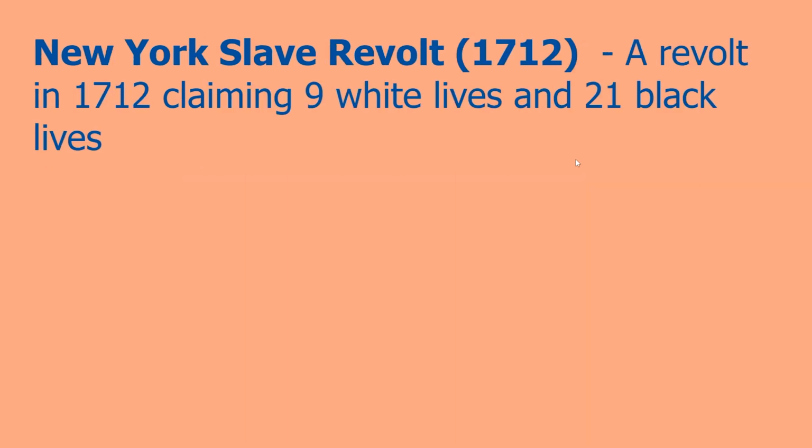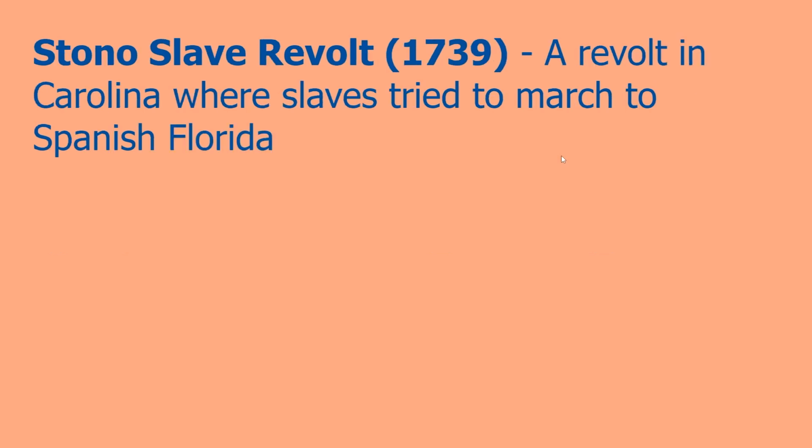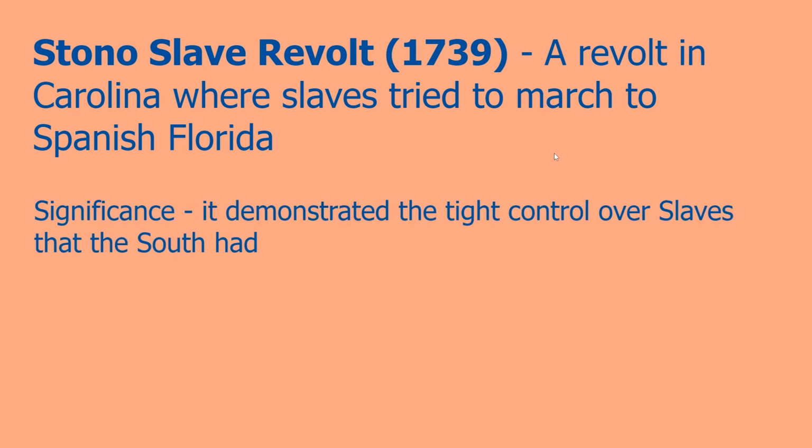The New York Slave Revolt was a revolt in 1712 claiming both white lives and black lives. It demonstrated the slaves' desire for freedom, how they were oppressed from that freedom, and how they were willing to fight for it. The Stono Slave Revolt, another slave revolt, was a revolt in Carolina where slaves tried to march into Spanish Florida. It demonstrated the tight control over slaves that the South had because they wouldn't let them leave. They stopped them very quickly.